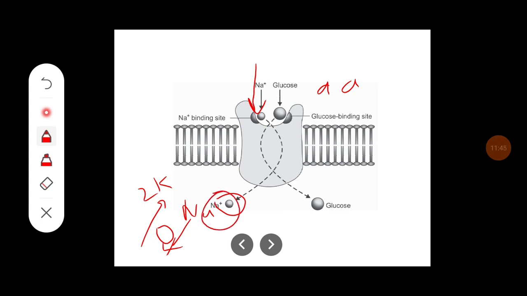So that is why the sodium moves from the extracellular fluid to intracellular fluid. With that, another substance moves, which is called secondary active transport. It is called secondary active transport because the concentration gradient for sodium is created because of the primary active transport here.